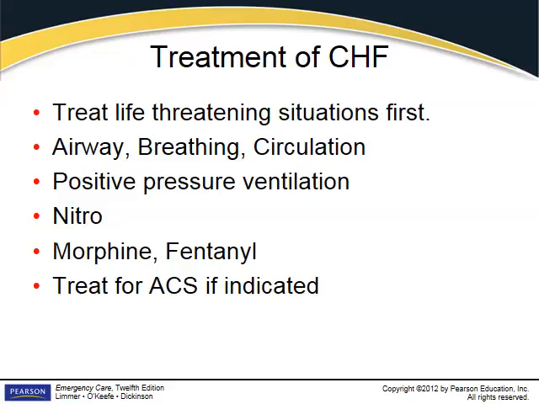Our treatment for CHF: obviously life-threatening situations first, and patients with acute pulmonary edema are in a life-threatening situation. People cannot maintain a long bout of having fluid filled up in their lungs. So airway, breathing, circulation comes first. Our next step is positive pressure ventilation, or CPAP. We're going to give nitro. What this is going to do is open up our vasculature in the lungs, and providing positive pressure is going to push that fluid out. Morphine and fentanyl are going to do the same thing. Morphine is also very good for the anxiety that's associated with having fluid in your lungs. And then we're also going to treat for ACS if it's indicated.